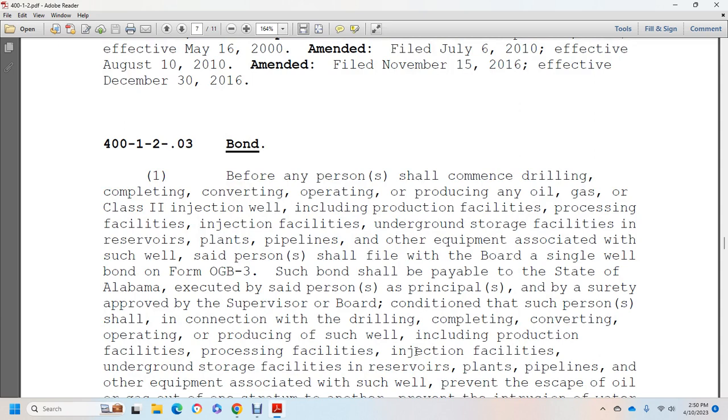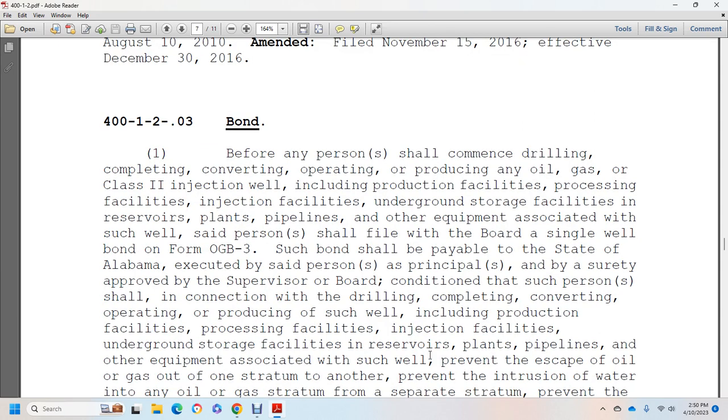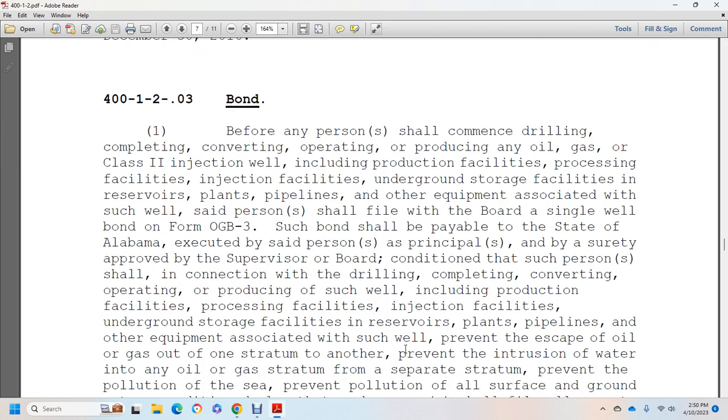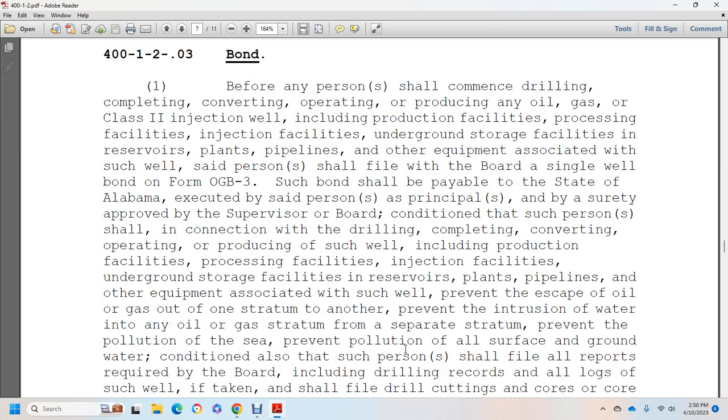In addition, such person shall, in connection with the drilling, completing, converting, operating, or producing of such a well, including the production facility, process facility, injection facility, underground storage facility, reservoir plant, pipelines, and other equipment associated with such well, prevent the escape of oil and gas out of one stratum to another, prevent intrusion of water into the oil and gas stratum, and prevent the pollution of the surface and groundwater.